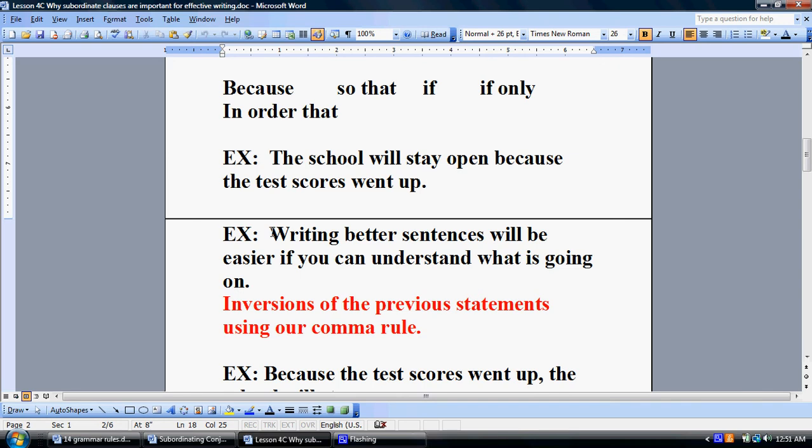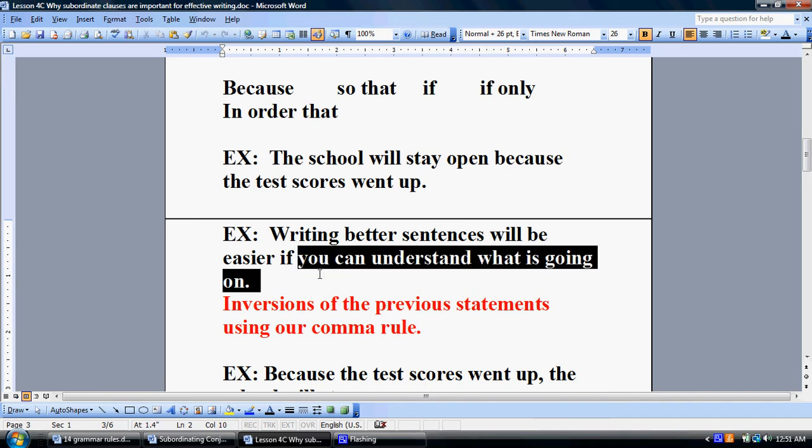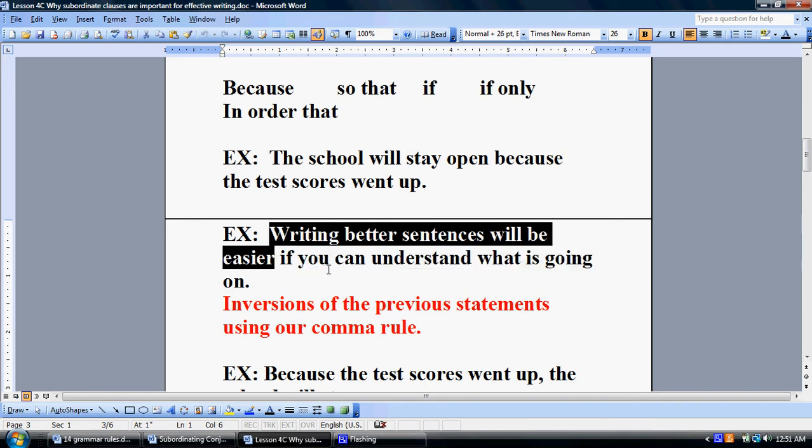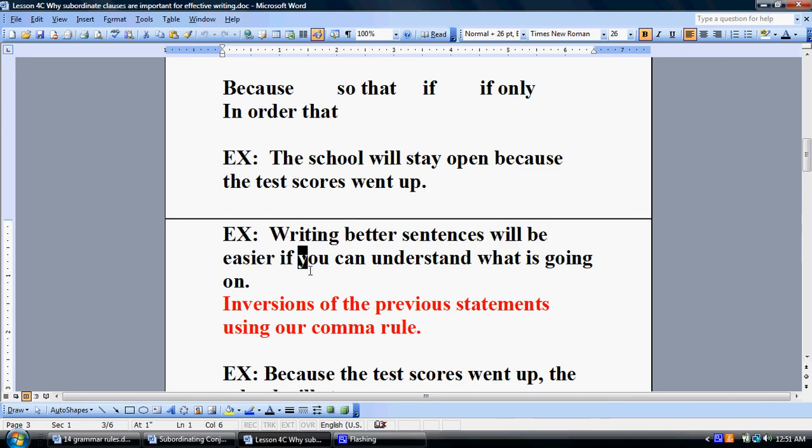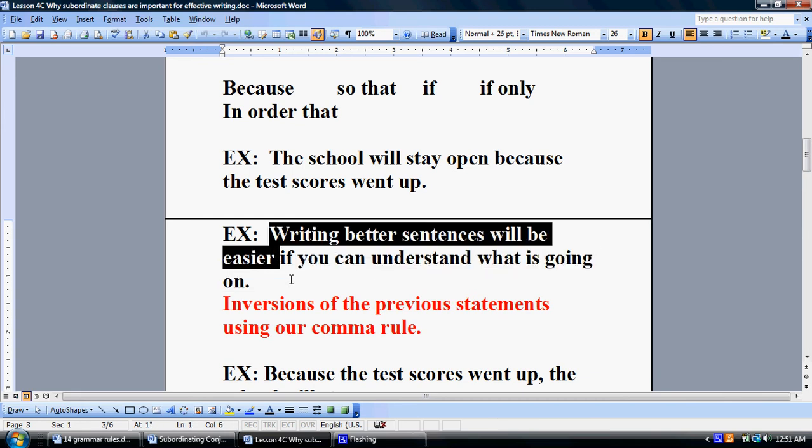We look at the next one. Writing better sentences will be easier if you can understand what is going on. What causes each one? Well, here you go. This shows the logical relationship. If you're understanding what's going on, you're going to be able to write better sentences. So here we go: cause, and then the effect.